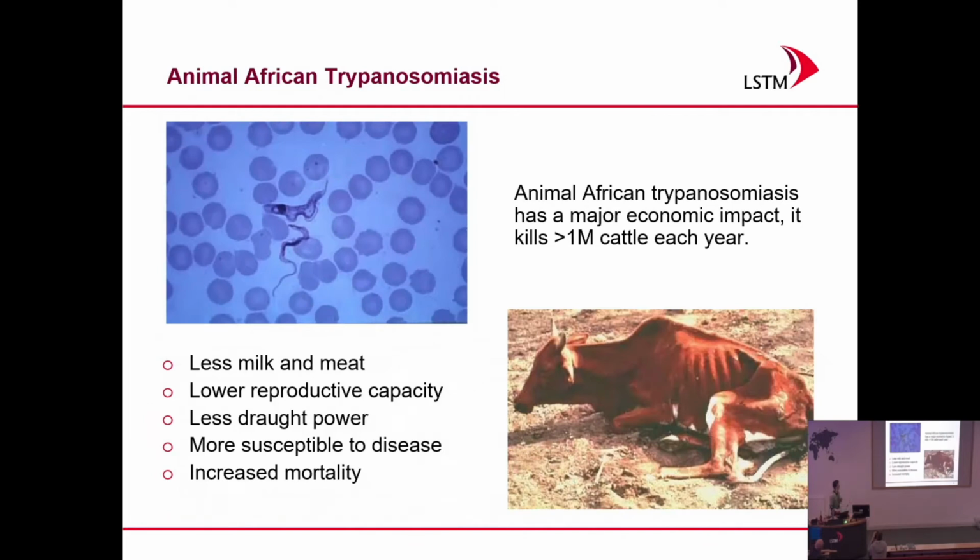And this will be my final slide to talk about animal trypanosomiasis. It's a huge problem in Africa. It affects virtually all species of livestock, over 35 million cases a year, so it's a huge economic impact. About 1 million cattle are killed every year, and it's estimated to cost about $4 billion in lost productivity every year. So it leads to less milk and meat production, lower reproductive capacity, less draft power, animals are more susceptible to other disease, and increased mortality.